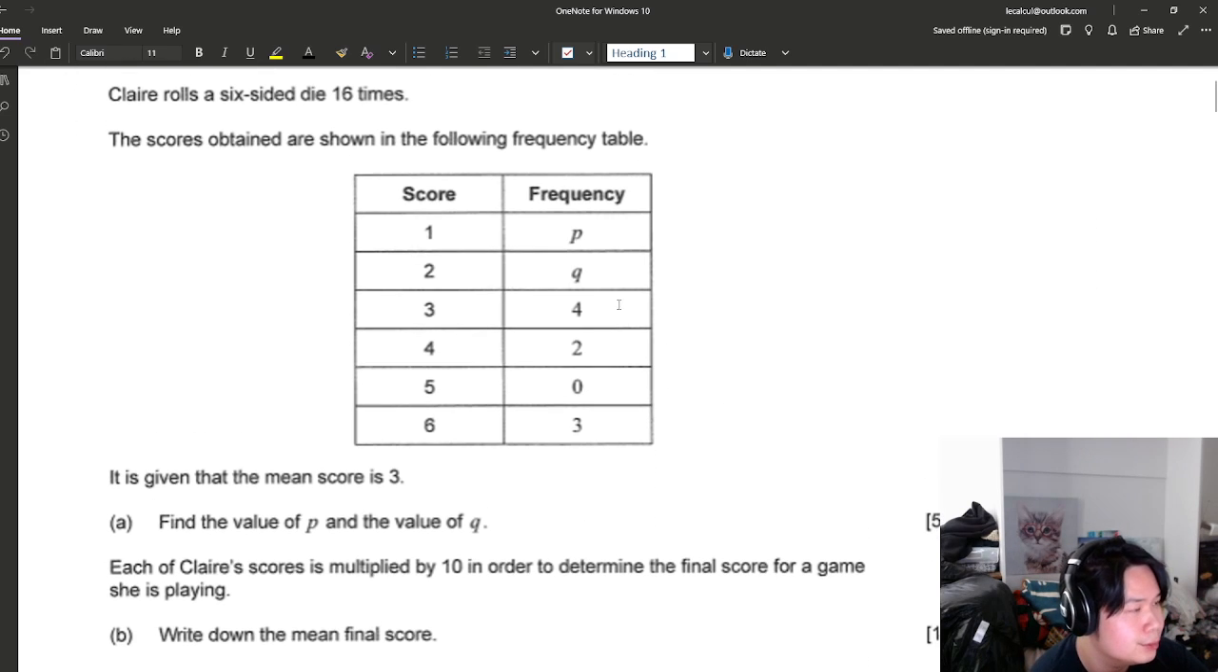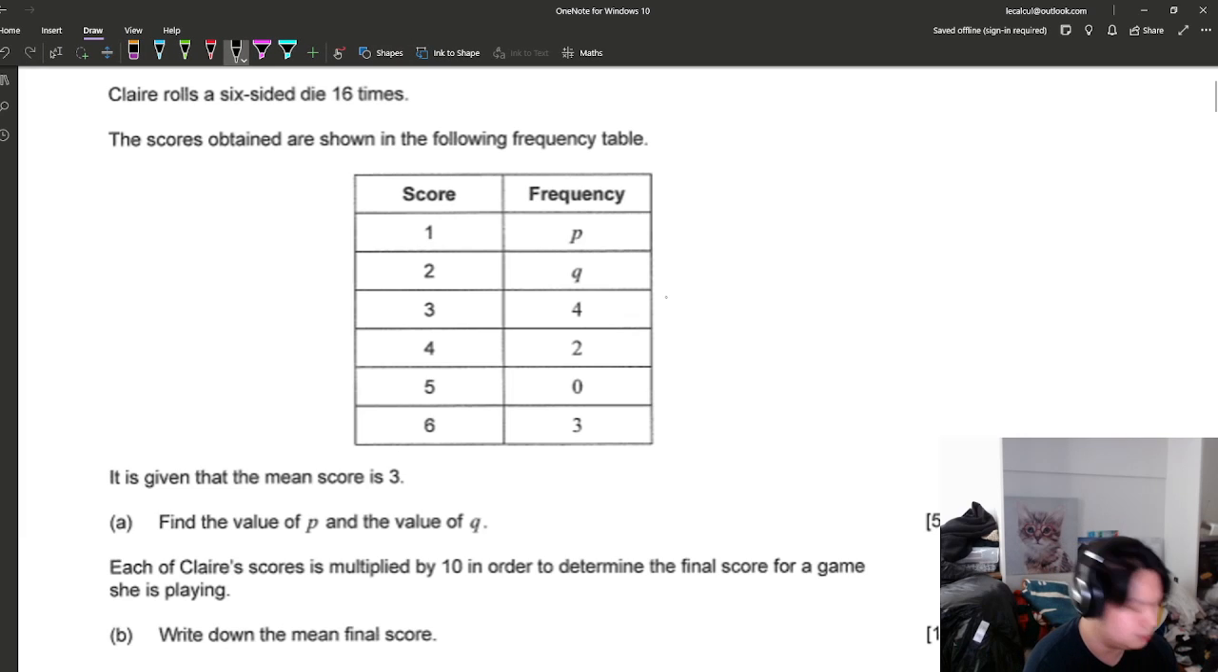We have Claire rolling a dice. She rolls it 16 times. And then we have a frequency table of her rolls. So we don't know how many ones and twos she scored. And then it says that the mean score is 3. And we're probably going to need to find P and Q. Yeah. So we're going to set up some equations.